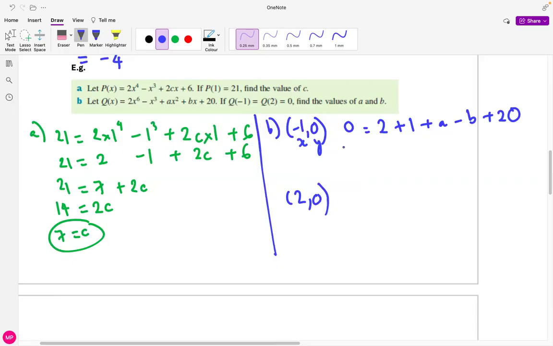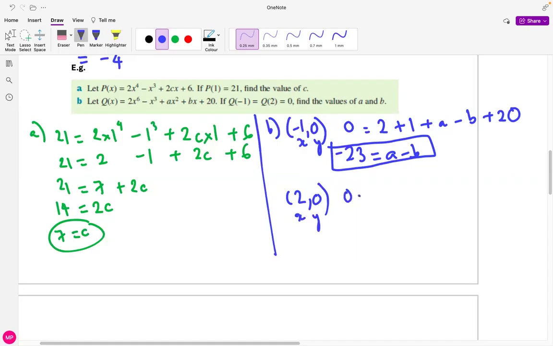And then we move the 23 to the other side. We have -23 equal a minus b. So this is one of our equations, okay? And you pretty much do the same thing here, 2 and 0. So you substitute 2 in for x and 0 in for y.